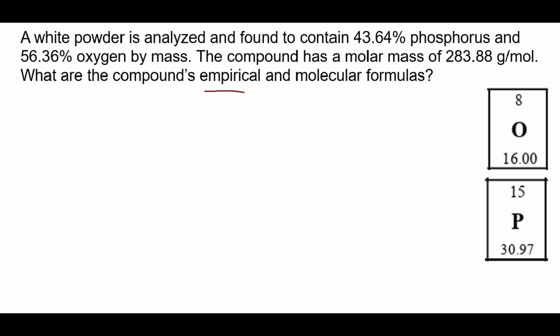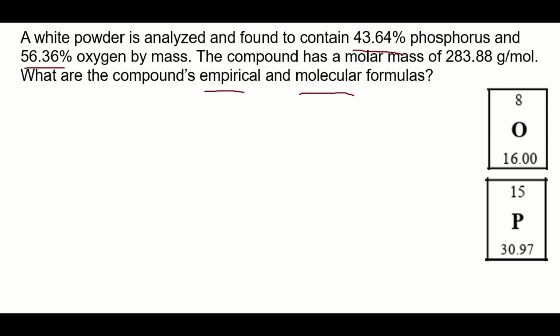We're asked to calculate the empirical formula and the molecular formula, and we're given mass percents. Percent composition is an intensive property. Calculations are much easier if we assume we have a 100-gram sample of this unknown substance. You can pick any amount if you want. You can pick 1 gram, but then you'll end up having to do 43.64% of that 1 gram, and it just gets a lot more complicated than it has to.